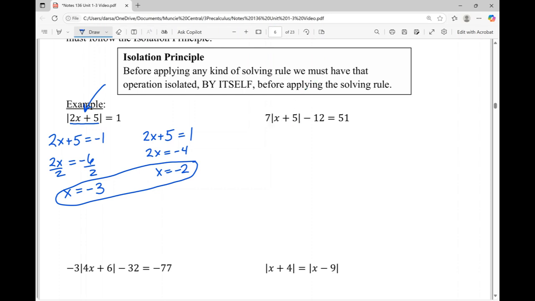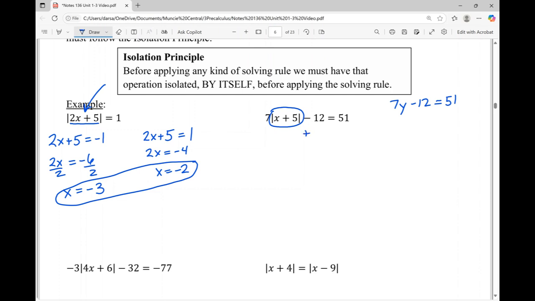There's a lot of things that students want to do here. For instance, they want to distribute the 7. Y'all, absolute values are not parentheses. You cannot distribute into absolute values. It does not work. Okay? It'll work half of the time, and the other half of the time you've just messed everything up severely. So don't do that. Instead, what you're going to want to do is think of this as like its own variable. Like if we had 7y minus 12 is equal to 51, how would I get the y by itself? I would add 12 and I would divide by 7. We're going to isolate the absolute value that way.